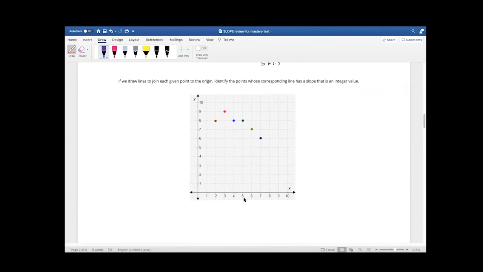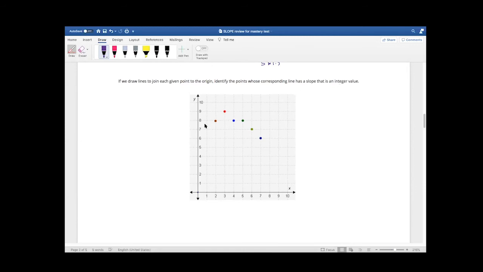Okay, another example. If we were to draw lines to join each given point to the origin, so our origin is that point 0, 0. Identify the points whose corresponding line has a slope that is an integer value. So integers are positive and negative numbers, not a fraction or a decimal.